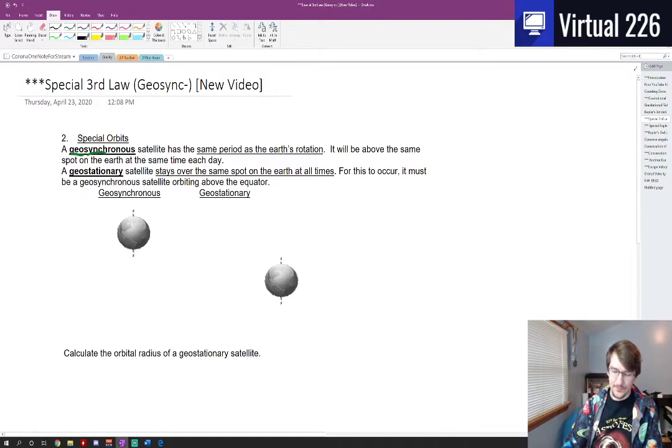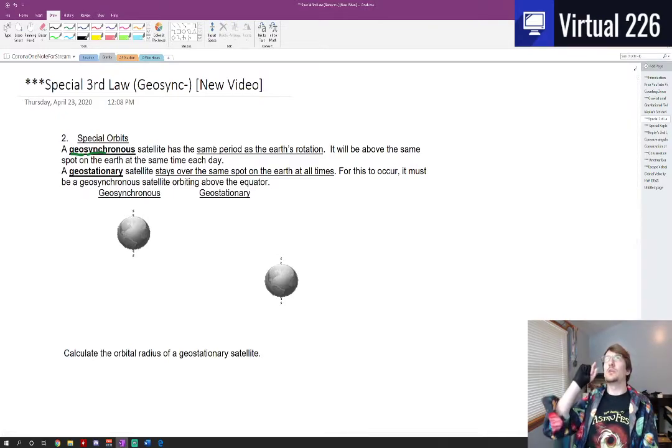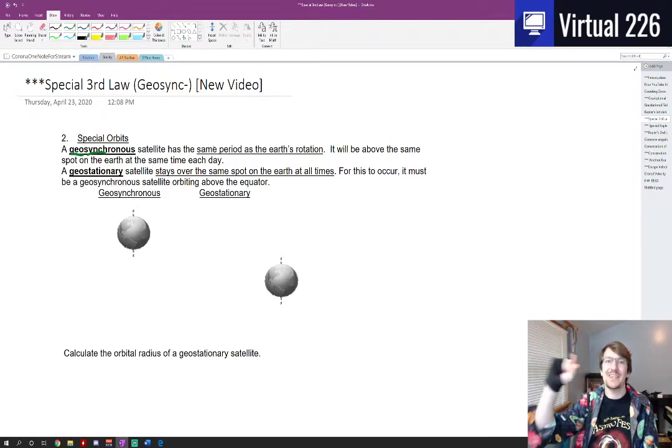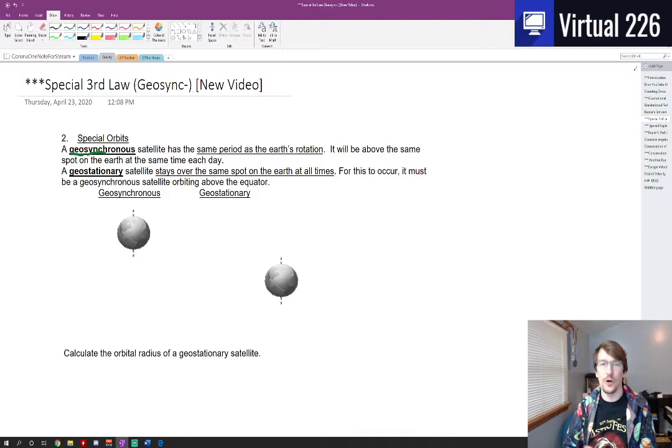So at, let's say, 12 midnight, you walked outside your house and you looked up in the night sky and you saw this specific satellite. It would be at that specific location that you see it every single night forever until it falls out of orbit somehow. Now, while you might be thinking that, in order for that to occur, it needs to have the same period as the Earth's rotation, 24 hours, this isn't exactly true, a 24-hour period.